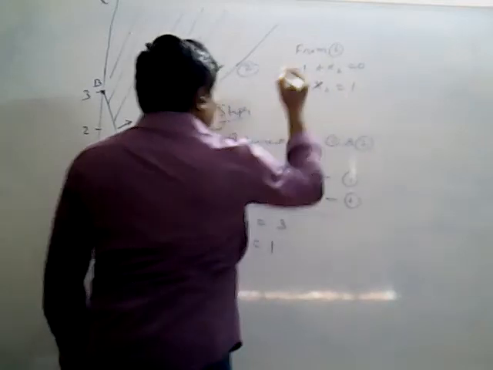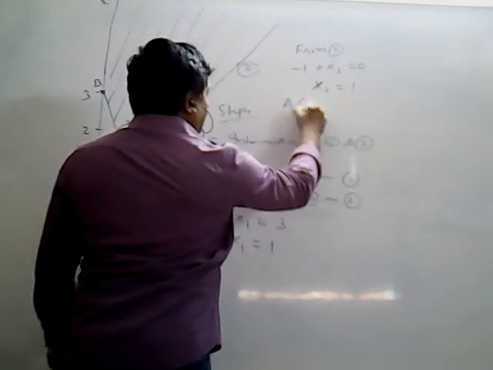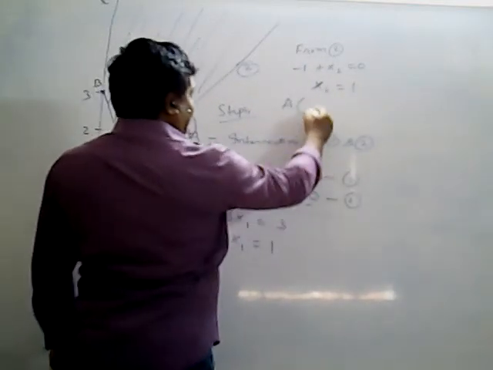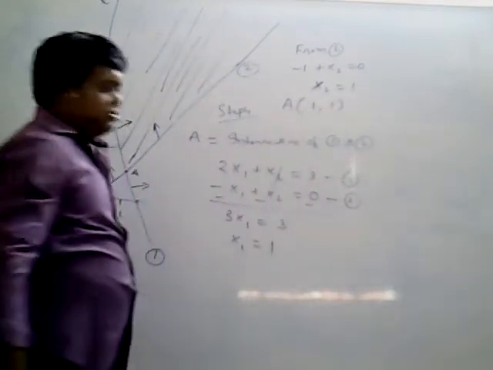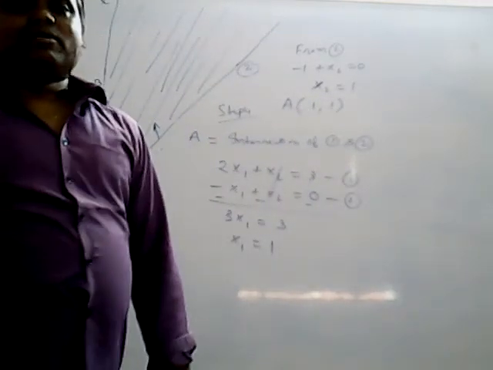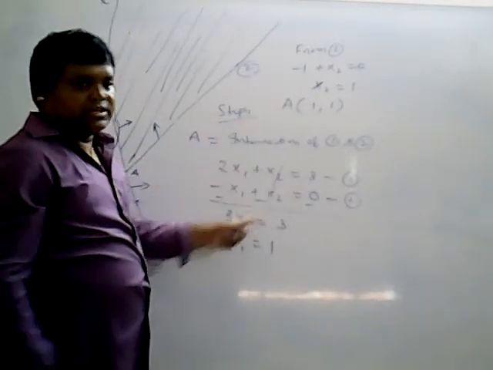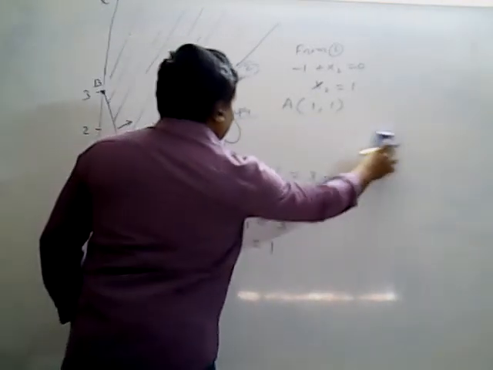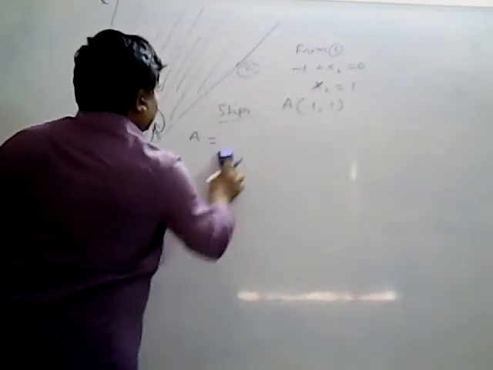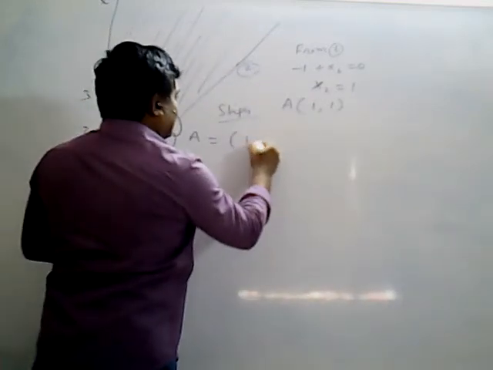Okay. So that is the A point I am getting: x1 value is 1, x2 value is 1. A point is 1 comma 1. And next you have to identify the B point. I think you have completed this one. So now I got the A point. What is the A point you got? I am writing here: A point is 1 comma 1.